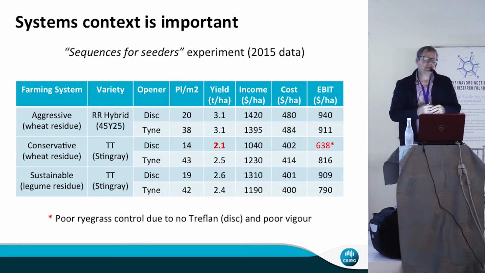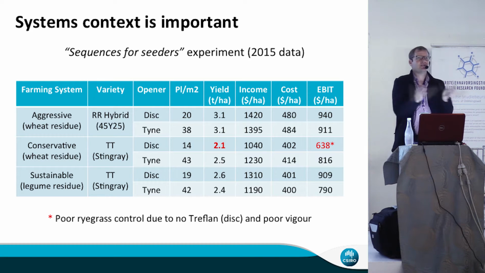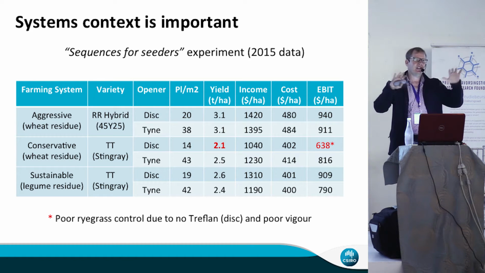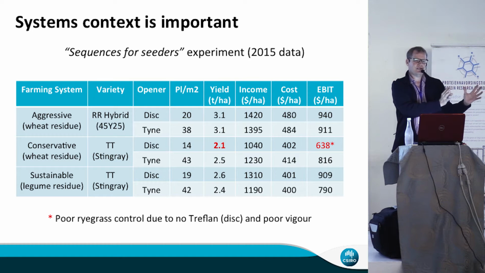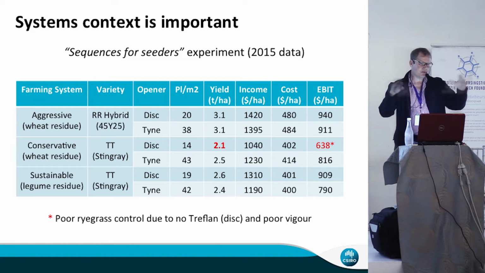This is just to make the point again that it's really a whole system that you're dealing with. So it isn't that a tine system or a disc system's better. And we tend now to do our research, we look at the whole system. So this project's called Sequences for Seeders. And it was essentially to say, well, if you've got a certain seeder and you really want to make that system work, think about how you're setting up your whole system.